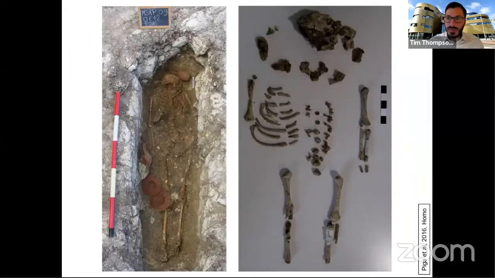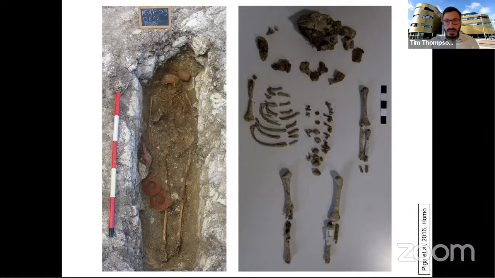This is another example from Sardinia, a different context here, but we've included this one because it's interesting. We can see a young female on the left-hand side, and this individual was partially cremated, which is why the bone hasn't gone fully white. But within her abdomen, what was recovered were fetal remains. So she was pregnant when she died and pregnant when she was cremated.